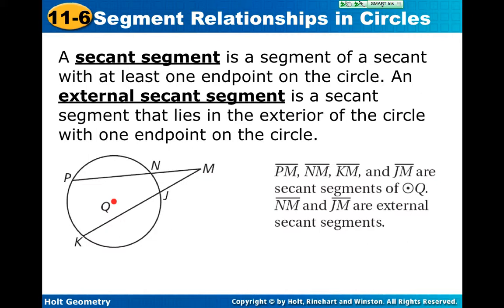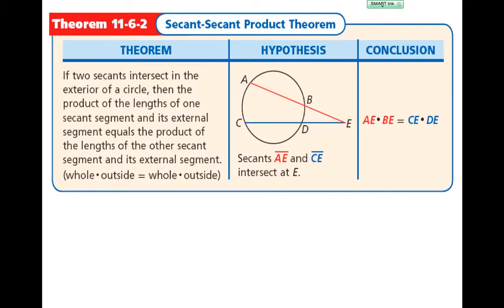A couple of them are external secant segments. If you think what external means, on the outside, the external secant segments lie in the exterior of the circle. One endpoint is on the circle. So just segment NM is an external secant segment, and JM is an external secant segment. That vocabulary is needed to understand what this theorem is saying.